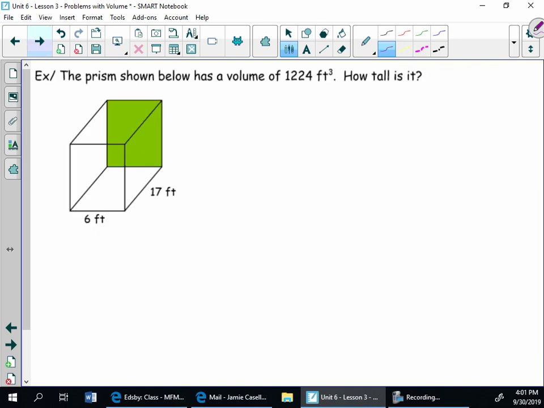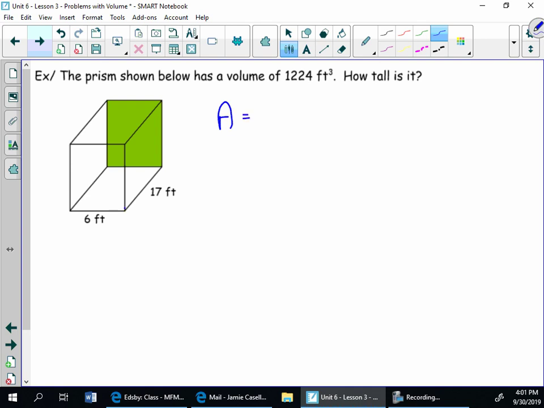Okay, so those were the 4 shapes that we've looked at. Triangular-based prism, square-based prism, circular-based prism, and then of course the pyramid and the cone. How can we actually solve some problems? Well, let's take a look at this one. The prism shown below has a volume of 1,224 feet cubed. How tall is it? So I'm going to start this out like any other volume question.